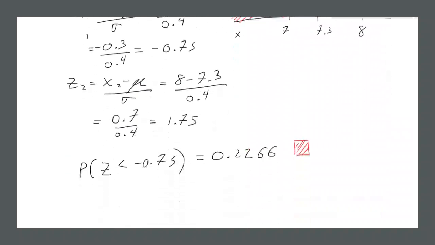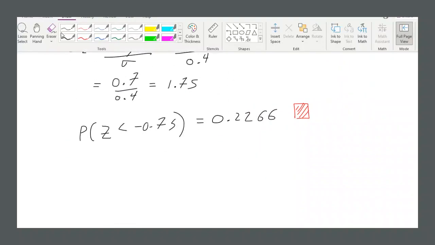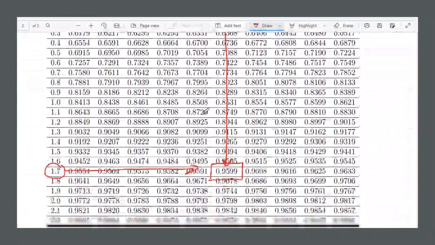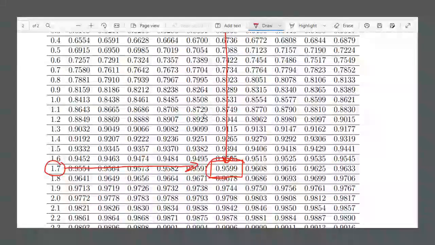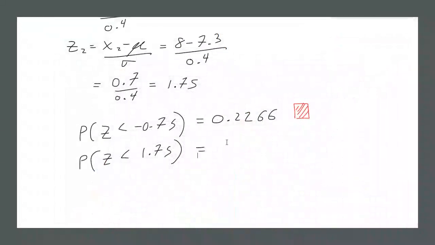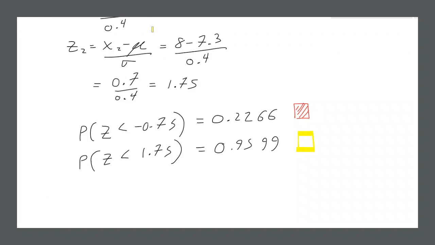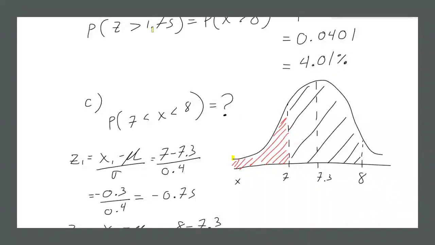If we look up Z2 on the Z table, we get the probability that Z is less than positive 1.75. Now we actually looked that up as well. That was this value right here that we looked up in part B, 0.9599. And that's this outlined region here.